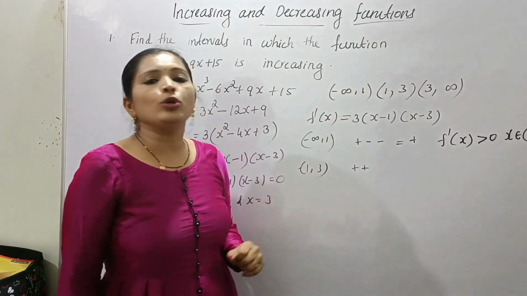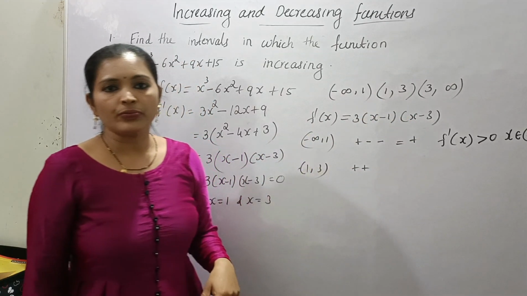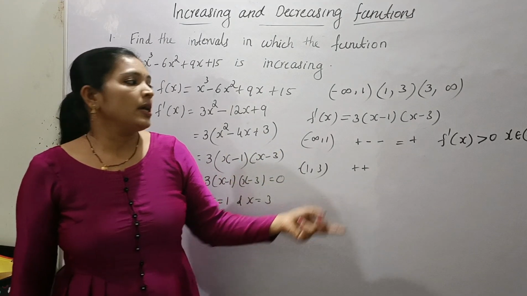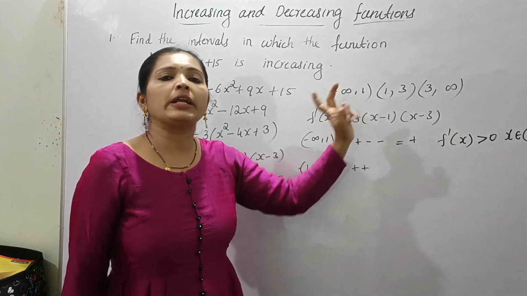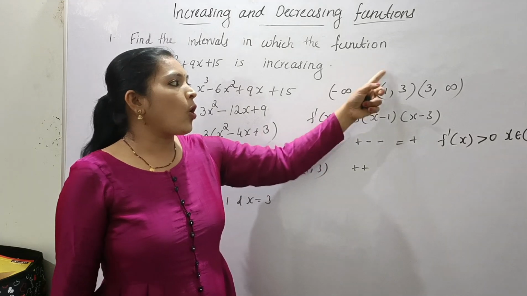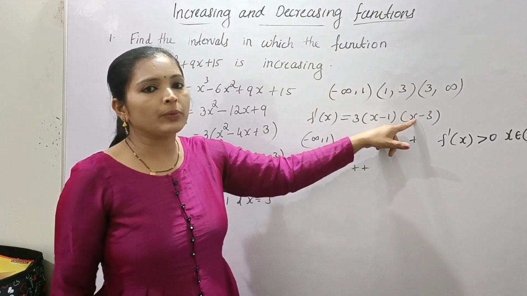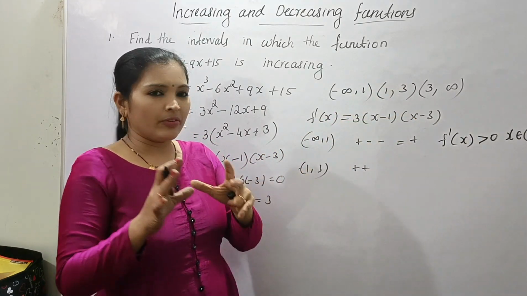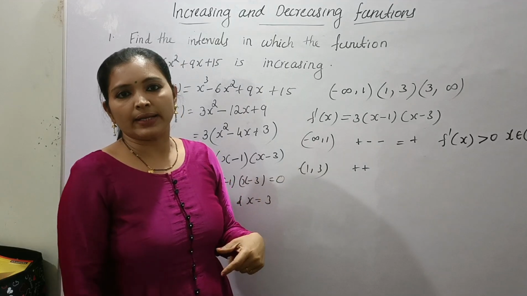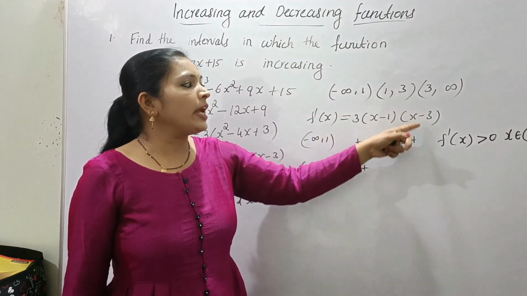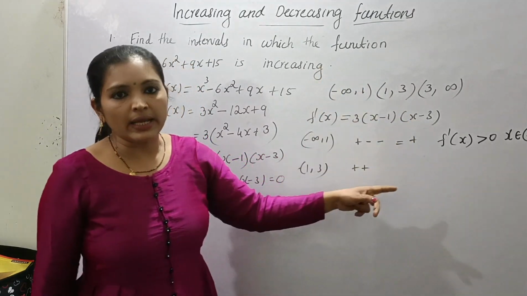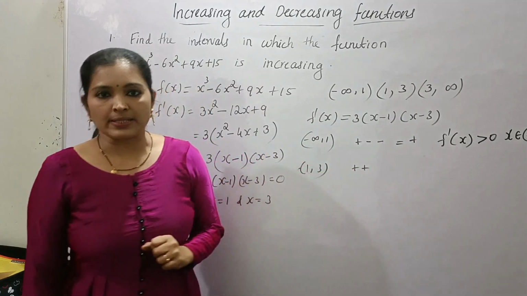So put x is equal to 2. What you will get? 2 minus 3, that is minus. If you substitute 3, you will get 0. Right. See, here it is an open interval. Therefore we should not put 3. That is very close to 3, that is less than 3. So here if you put any values between 1 and 3, you will get it is minus.